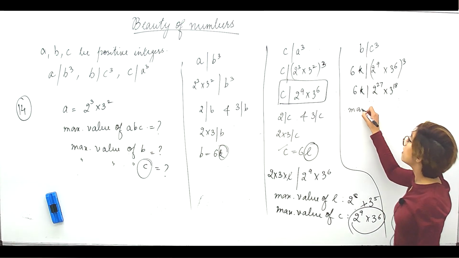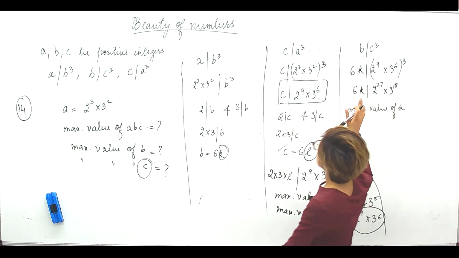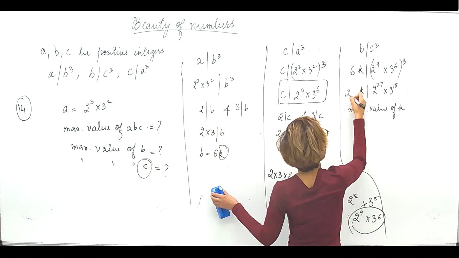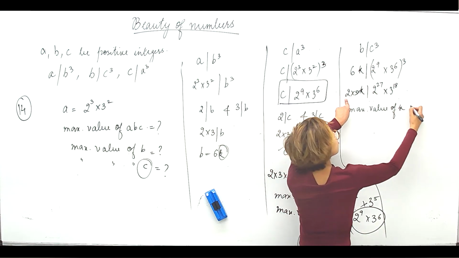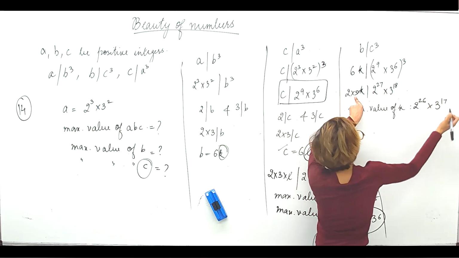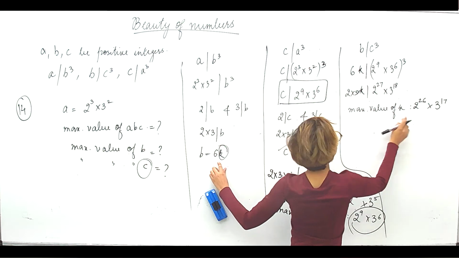So from here, can I say the maximum value of K? I think it is pretty clear now. So let me write 6 first as 2 into 3 so that we can better see it. 2 into 3, and here 2 raised to power 27 is there. That means it should be 2 raised to power 26 into 3 raised to power 17. Right? Now, I want the maximum value of B. So multiply by 6.